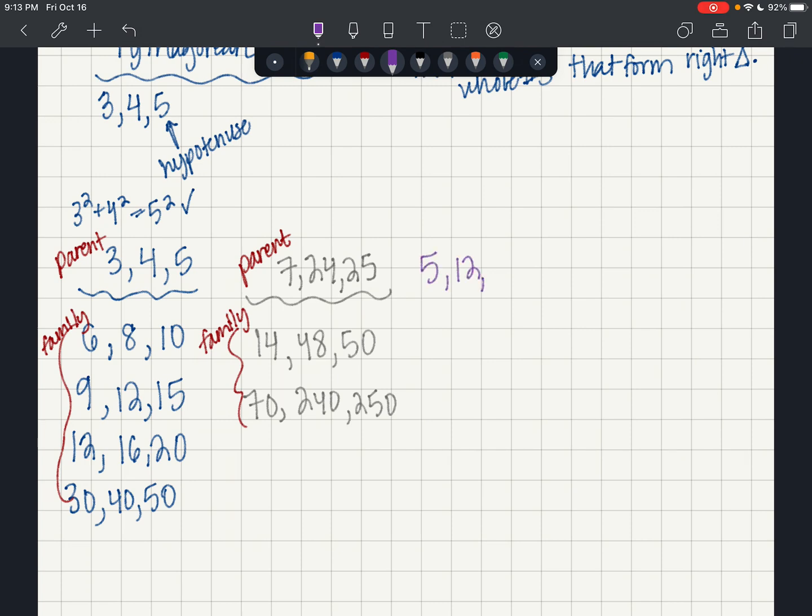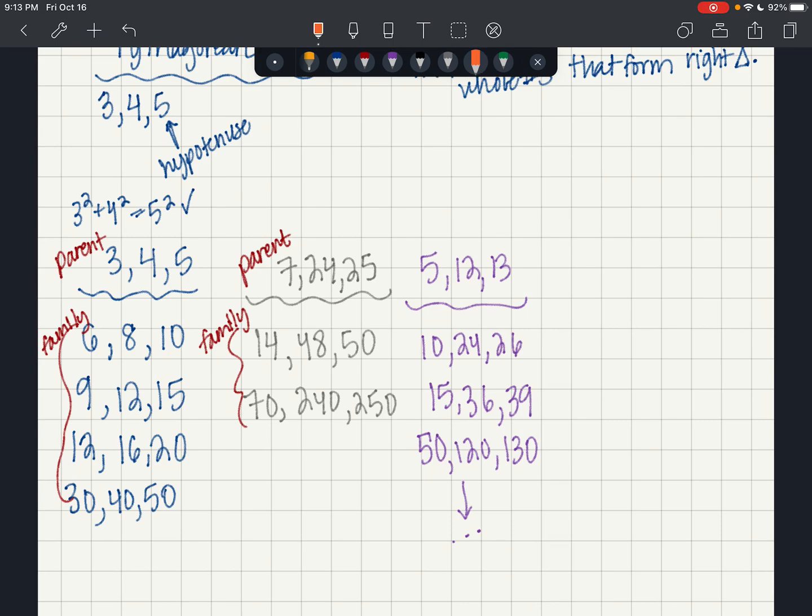Another popular one, 5, 12, 13. It's a really popular one. 10, 24, 26. Maybe multiply by 3. You could do 15, 36, 39. You could do by 10: 50, 120, 130. And so on and so forth. Dot, dot, dot. It just keeps going.